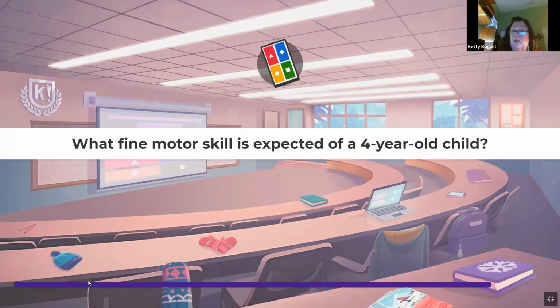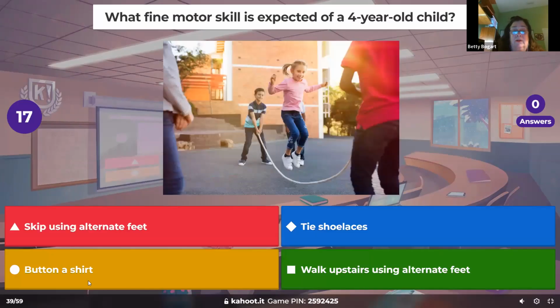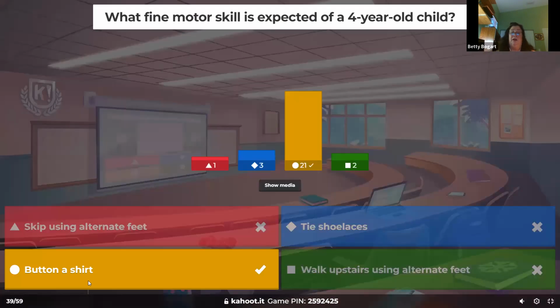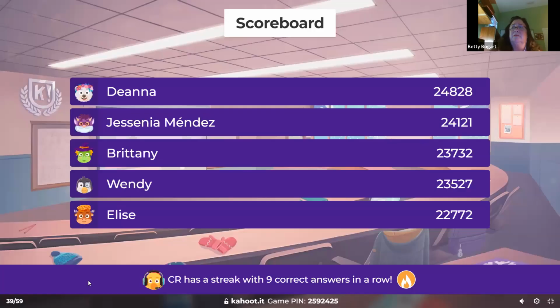Which fine motor skill is expected of a 4-year-old? Remember, fine is fingers. It answers the question for you. If you read the question, fine F fingers. And that's button a shirt. Walking up the stairs could be their gross motor, and the skip and tie shoelaces, those are more like 5- and 6-year-old kids.